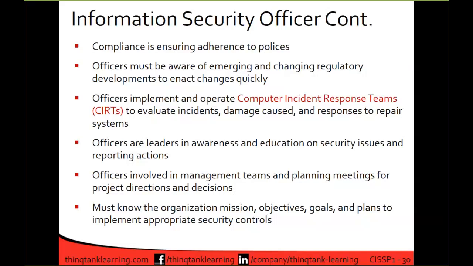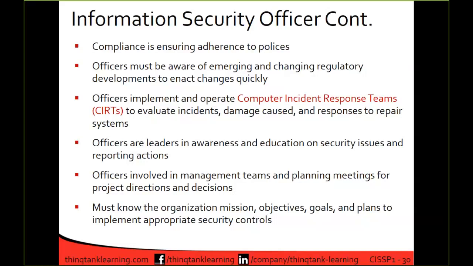Now, the reason I mentioned tabletop exercise is because a computer incident response team, the name itself suggests that it's a response team to an event, right? But these groups can also perform proactive exercises to prevent risk or to mitigate risk, okay?